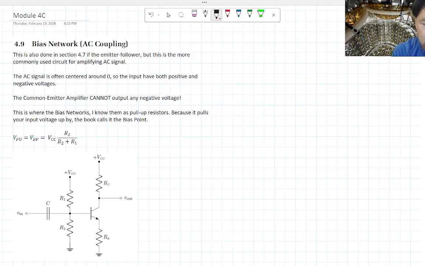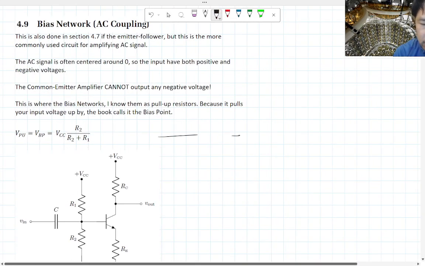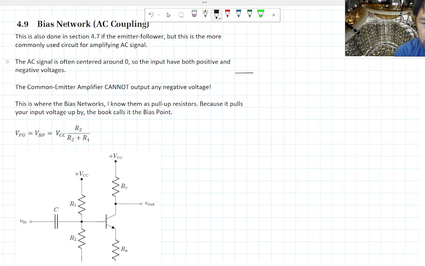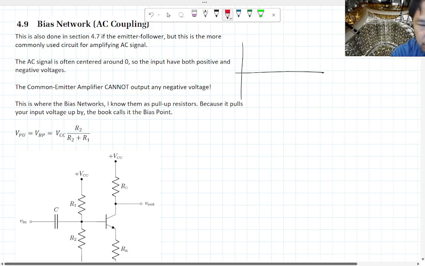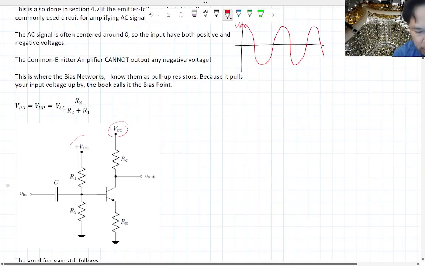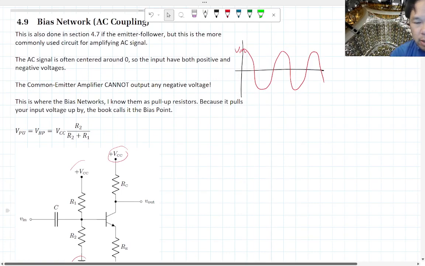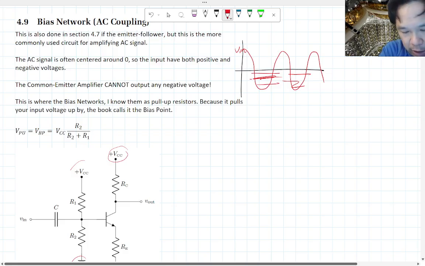So oftentimes an AC signal, I'm going to draw it down here, has a positive and a negative swing. Let's do it here. There's a lot of space on the right here. Okay, so you have some VN that's swinging positive and negative. What you find is that on our amplifier, we have a VCC, but then the lower end of the emitter side of the transistor is actually tied to ground. So that means all of this actually gets cut off. It's actually known as clipping.